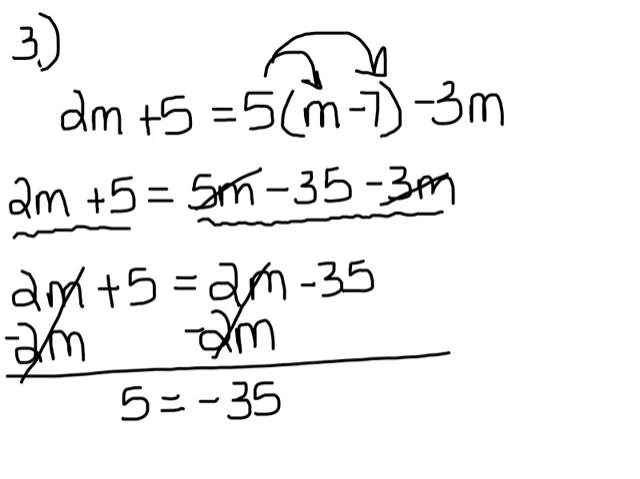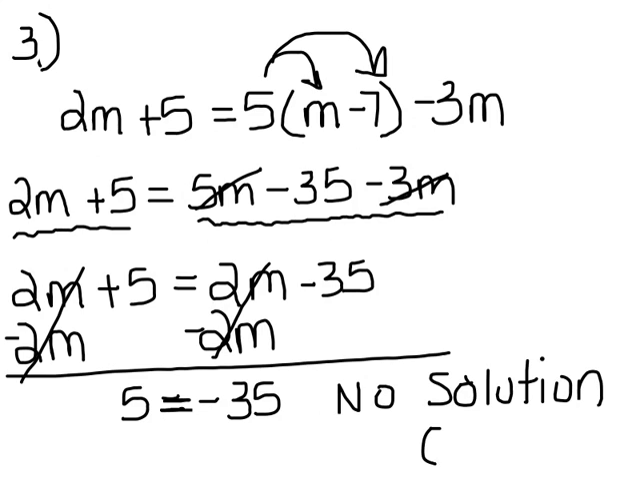When all of your variables cross off, this is a special case. If, in your special case, you have an equation or a statement that does not equal each other, your answer is no solution. So 5 does not equal negative 35, so our answer is no solution. Or you can write the no solution symbol.